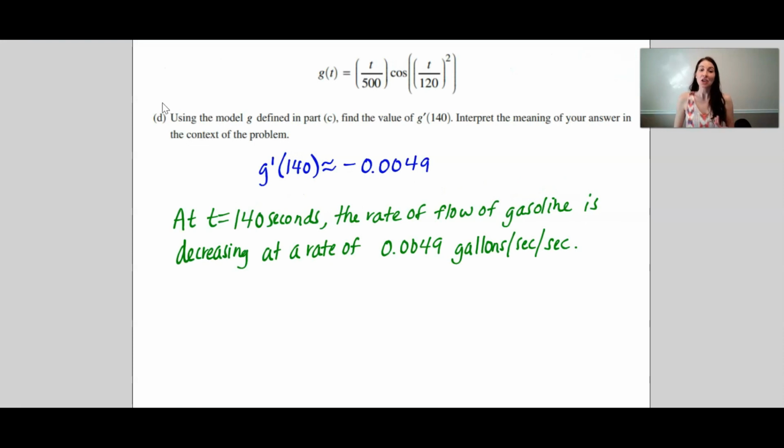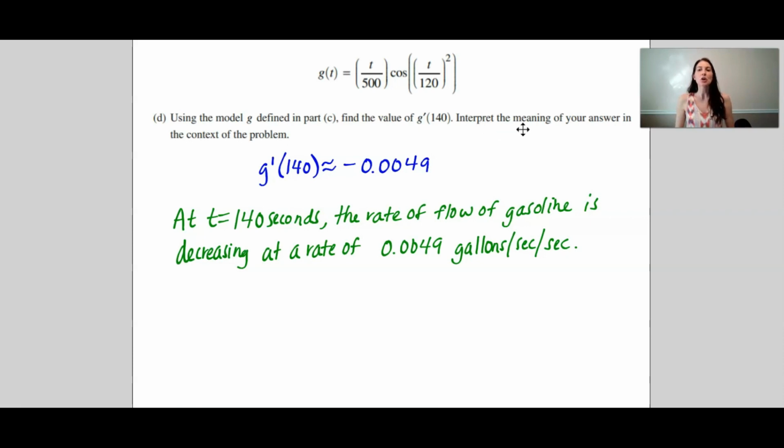Part D says, using the model G defined in part C, which I copied over here, find the value of G prime of 140. Once again, I use my calculator for this exclusively. To find the derivative, I would be using Math 8 on the calculator. Because I stored this as my Y1, I could do Math 8, select Y1, and then evaluate the derivative at the value of 140. I get this value here. Again, I went one more decimal place beyond 3. You have to have at least 3 decimal places.